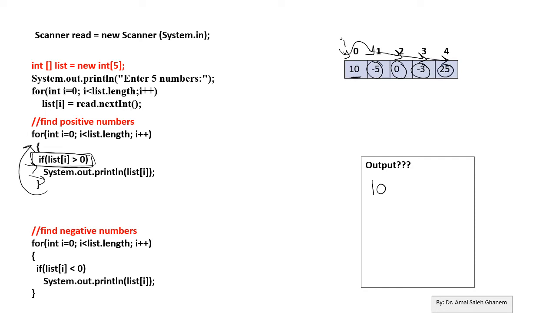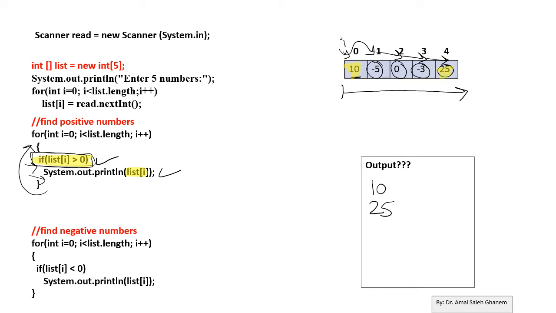25, is it greater than 0? Yes. Because it's greater than 0, I have to do the output of the element, and the element will be on screen as 25. So what we did, starting from the beginning till the end of the array, we were looking only for positive numbers. That's why we were saying go and check if the element you are looking for is greater than 0. If list of i is greater than 0, then do the output of the list of i. That's why we did the output of 10 and then minus 5, 0, and minus 3. We didn't do the output for these numbers, and then we did the output of 25.